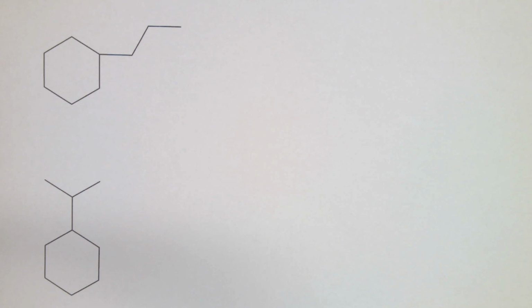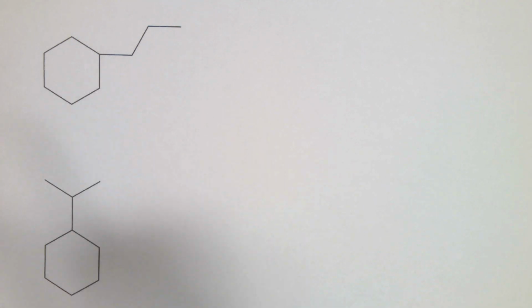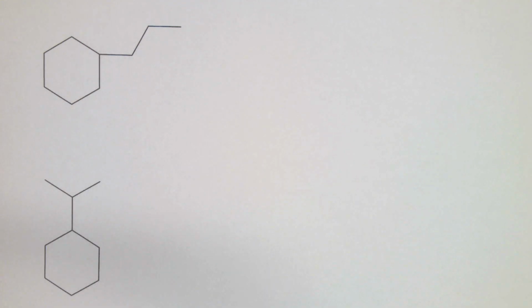So in this lecture, let's practice naming some cycloalkanes. Cycloalkanes are alkanes in a ring. So here I'm showing you the 6-ring structure. The same rules as naming alkanes apply here. Identify the longest carbon chain. The special rule here is that the ring is its own chain.